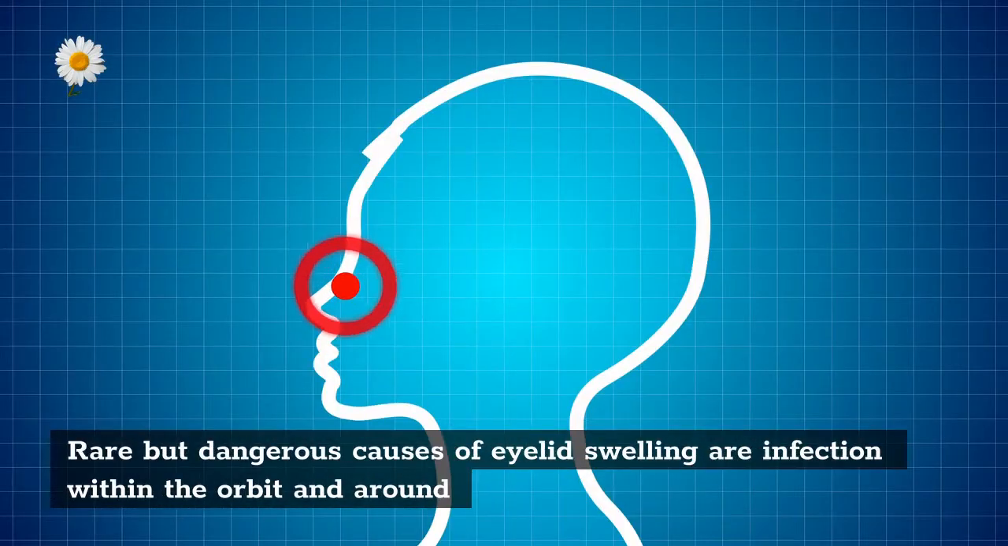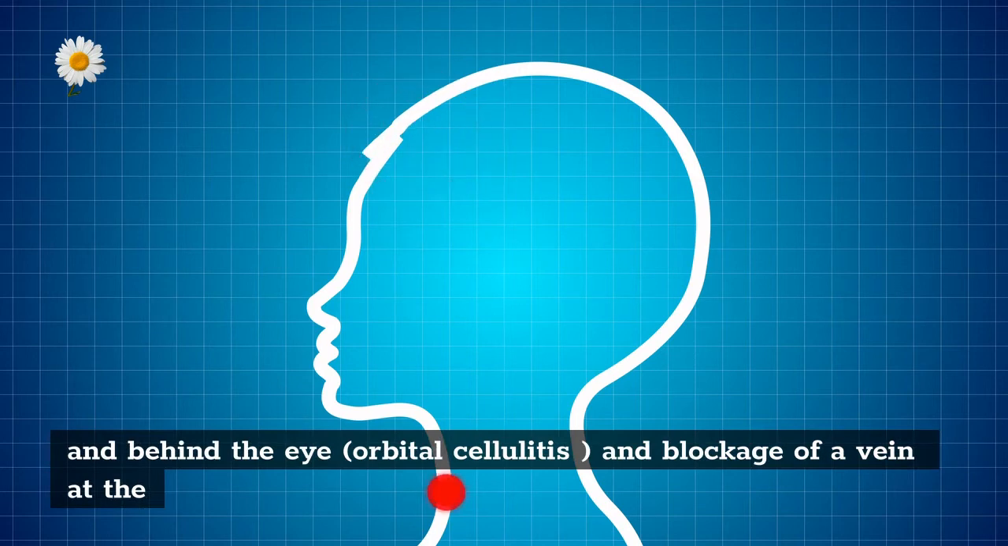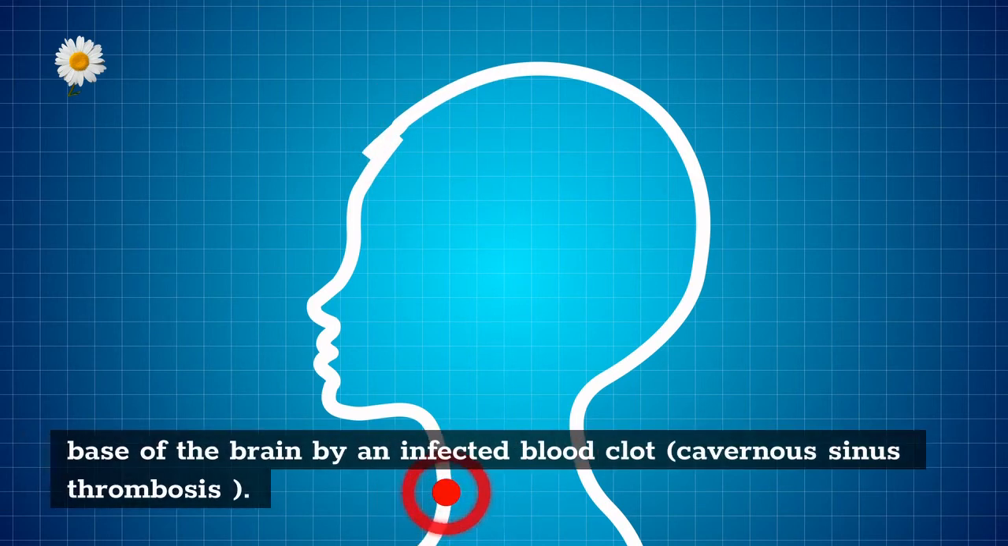Rare but dangerous causes of eyelid swelling are infection within the orbit and around and behind the eye, orbital cellulitis, and blockage of a vein at the base of the brain by an infected blood clot, cavernous sinus thrombosis.